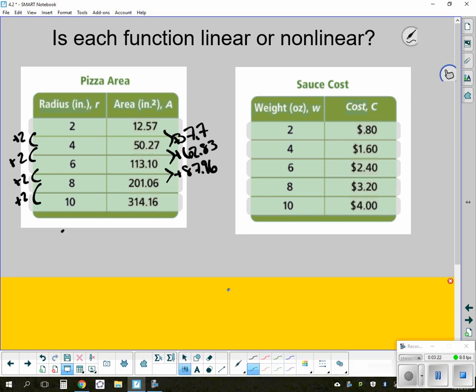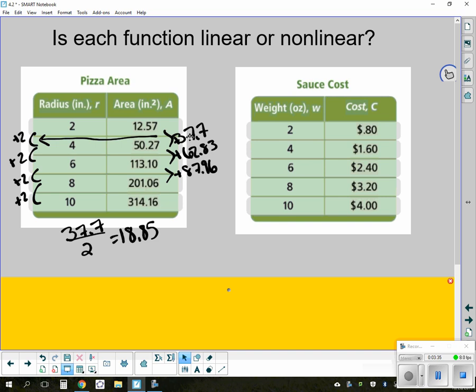So if you're looking at your rate of change, you have 37.7 for the first one over 2. 37.7 divided by 2 is 18.85. Do it with the next one. We have 62.83, and it is over 2. Well, obviously, that's going to be a different answer. That is actually 31.415. So we do not have a common rate of change.